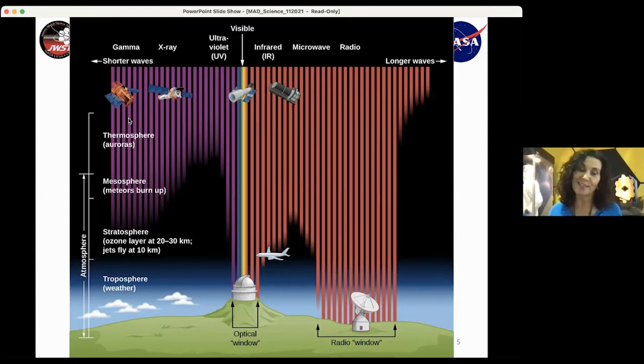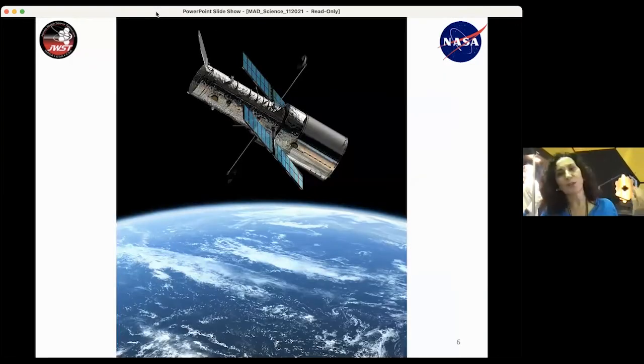So that's how we thought, okay, we need to launch satellites. We need to launch telescopes into space. And these are some of the telescopes that were launched to be able to look at all that other light from the universe. And here is one of those telescopes.